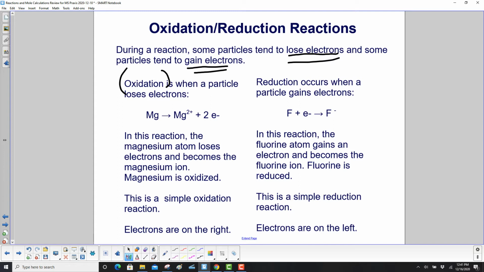Reduction occurs when a particle gains electrons. So right over here, you have a fluorine atom gaining an electron, becoming a fluorine ion. We say that fluorine is reduced. This is a simple reduction reaction. The electrons are on the left of the reaction arrow.